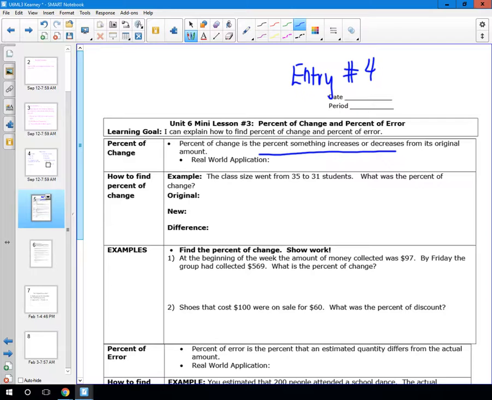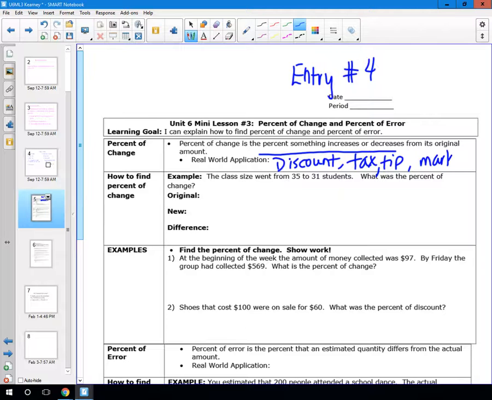So for example, in the real world, when you're shopping, you might see a discount. Miss Kearney loves discounts. That's a percent of change. They take the original cost and mark it down by a certain percentage. They say 25% off, 50% off. That's a percent of change. There's tax. That would actually be a percent of increase. They add tax onto your total bill. Also tip would be a percent of increase. When you add tip to the table, you're paying more money. That's percent increase.